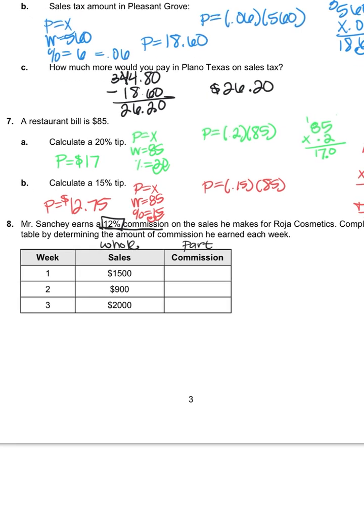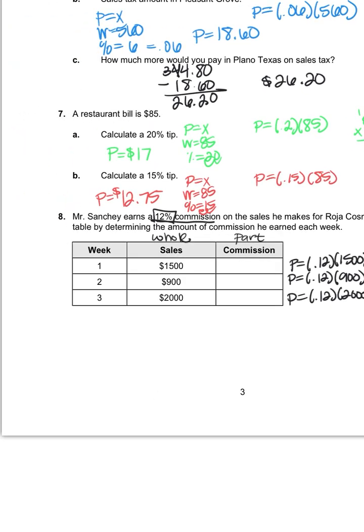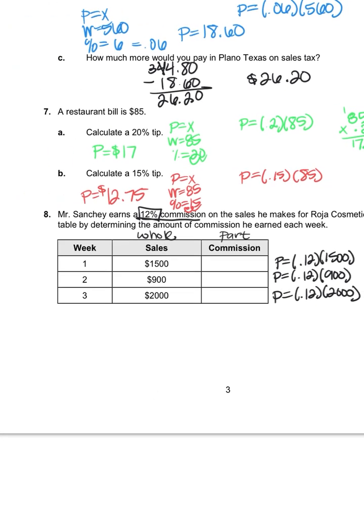And I'm going to start right here. So I'm going to say part is equal to, well, 12% is 0.12 times 1,500. I'm going to go ahead and write the equation for each of these. Awesome. All right, now I'm going to go down here at the bottom and I'm going to solve them. So let's go ahead and get the first week. So week number 1. So I'm going to have 15,000 times 0.12.